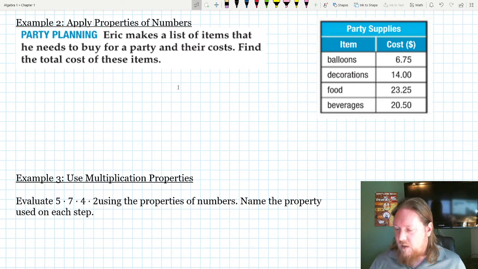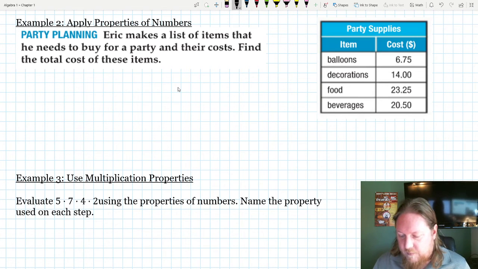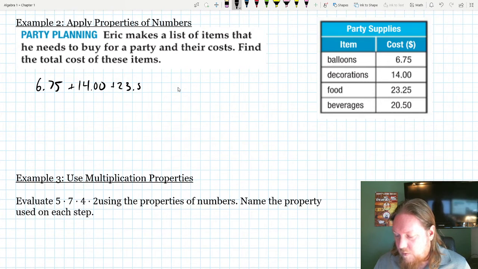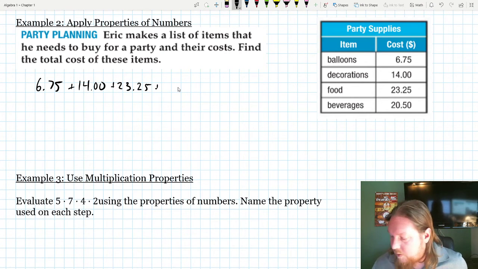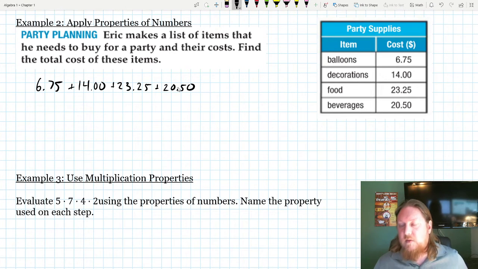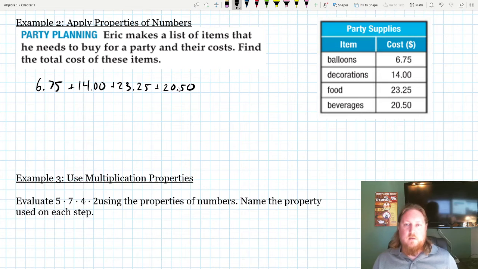It's telling us we've got a cost for balloons. He's spending $6.75 on balloons. He's spending $14 on decorations. $23.25 on food. Oops. And $20.50 on beverages.